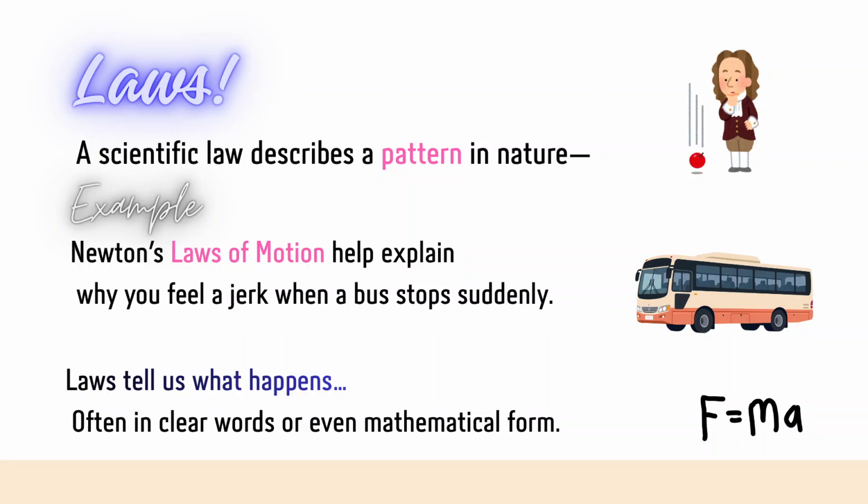A scientific law describes a pattern observed in nature. For example, Newton's law of motion explains why we feel a jerk when a bus stops suddenly. Laws tell us what happens, often using clear statements or mathematical relationships.